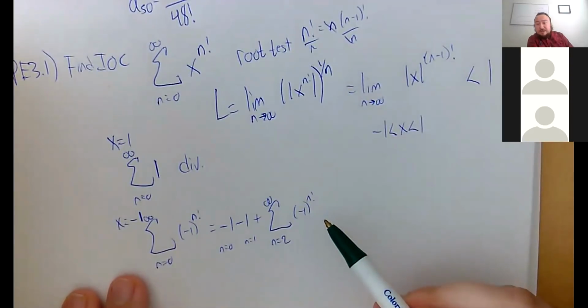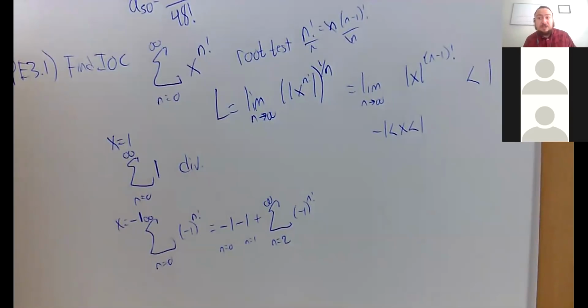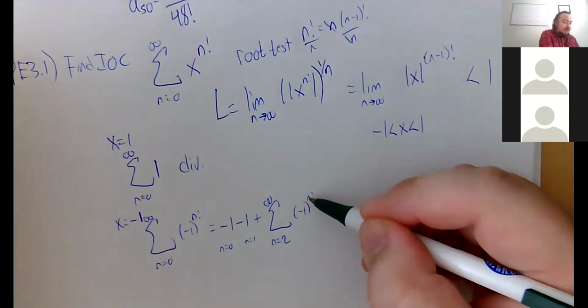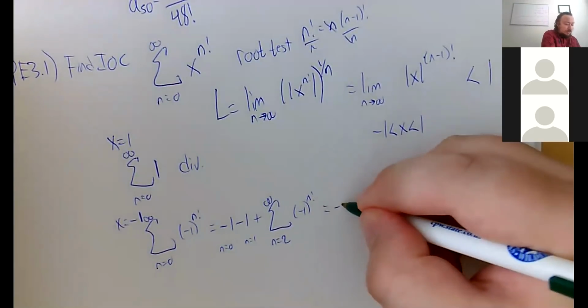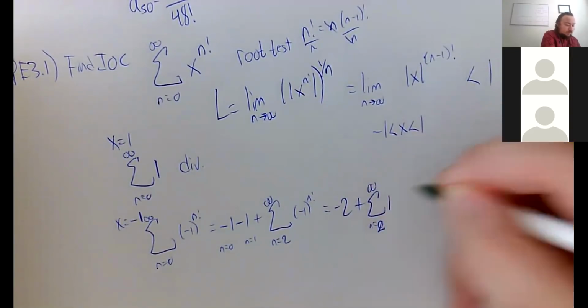Now the thing is, any factorial from 2 onwards is going to be what? An odd number or an even number? Odd or even? That's right, it's going to be even. Reason being is that any factorial from 2 onwards will include multiplication by 2. So for example, 4 factorial will be 4 times 3 times 2 times 1. So any number once we start getting to 2 will be even here, and -1 to an even power will just be 1. So this is -2 plus the sum from 2 to infinity of 1.